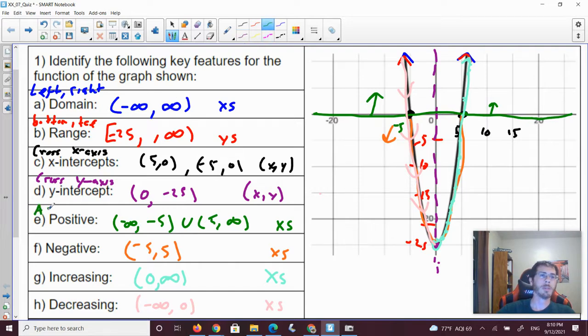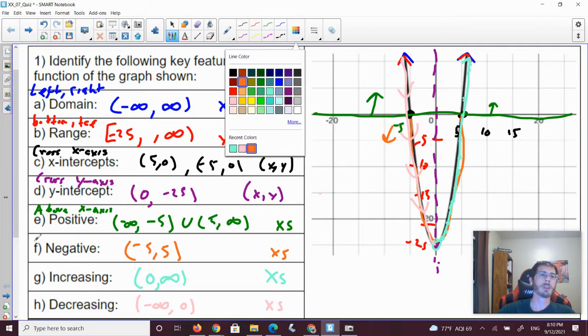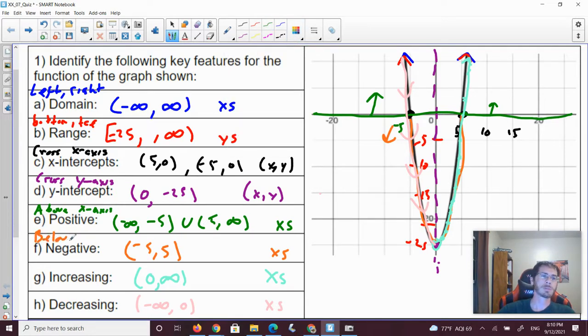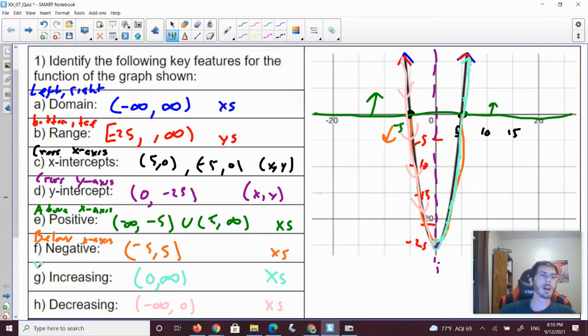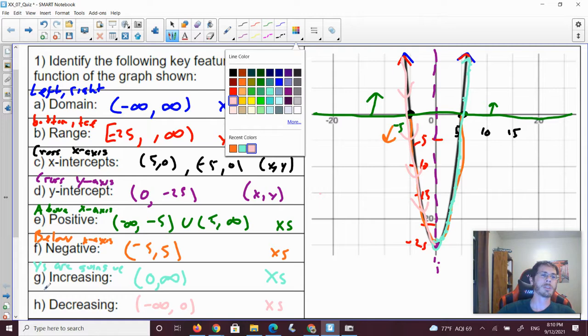Positive is where we're above the x-axis. Negative is where we are below the x-axis. Increasing, there we go, is when the average rate of change is positive between 2 points, or if the y's are going up. And then decreasing would be the opposite. This is if the y's are going down.